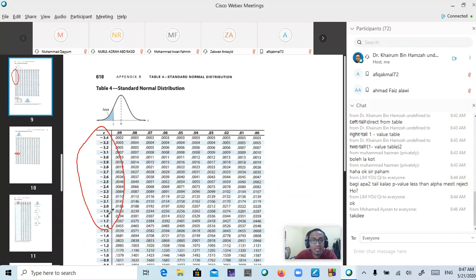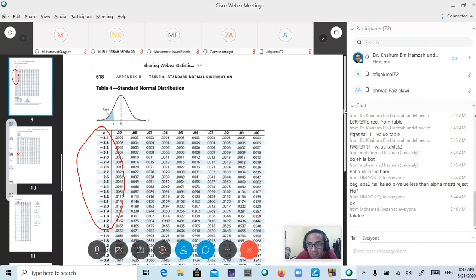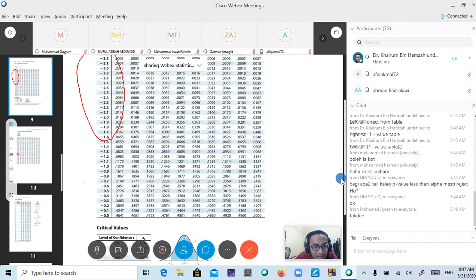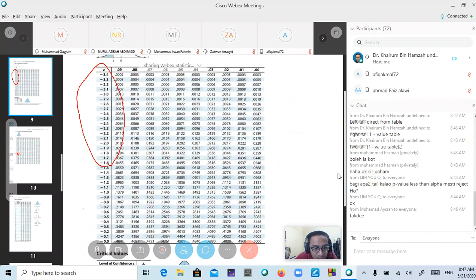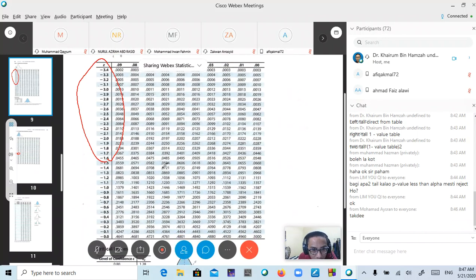Okay. So, awak cari 0.05 because your alpha equal to 0.05. So, you carilah 0.05. Yang mana yang paling dekat dengan 0.05? So, tengok. 0.05. Ingat dia kena tengok dari dalam keluar. Okay, sebab kita nak cari value Z0. So, awak cari 0.05 kat sini.